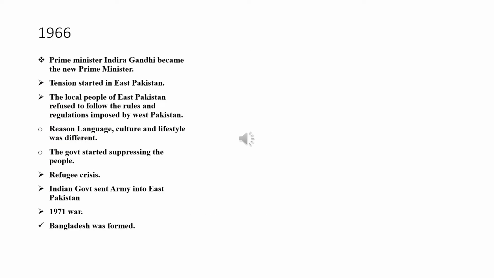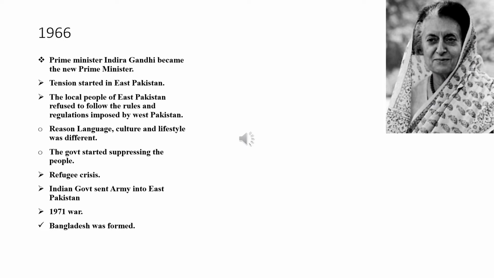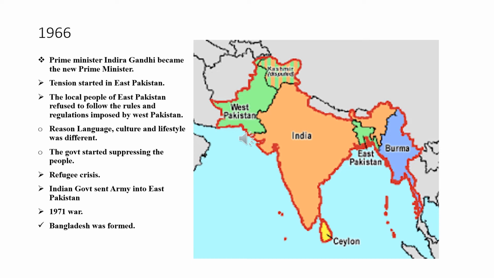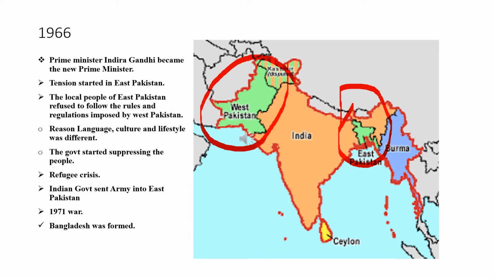Now, let us see the events that happened from 1966 onwards. In 1966, Prime Minister Lal Bahadur Shastri expired. Indira Gandhi became the new Prime Minister of India. By that time, tension started in East Pakistan. Now, let us see the map of East Pakistan and West Pakistan. So if you see, there is something called East Pakistan and West Pakistan. This is East Pakistan and this is West Pakistan.